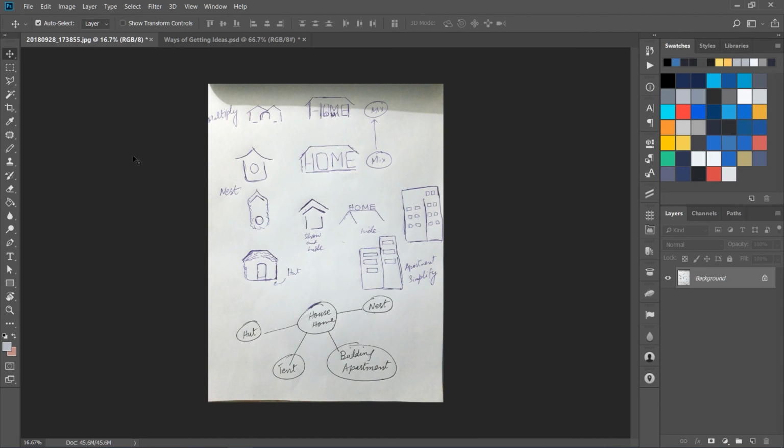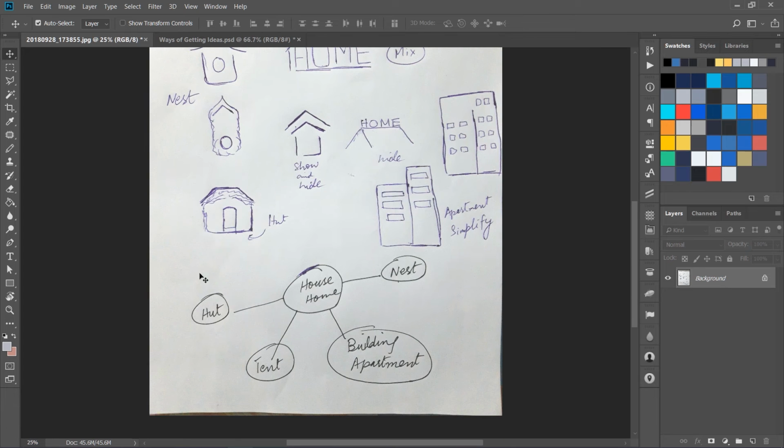Now I'm going to explain all what you have learned with this just simple idea. So what I did over here is I am, for example, designing a logo for a housing society or maybe some real estate agent. Okay, so you can see at the bottom, I have a few ideas mind mapped: house and home.